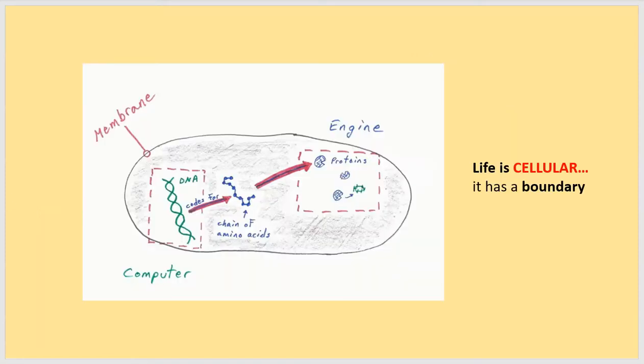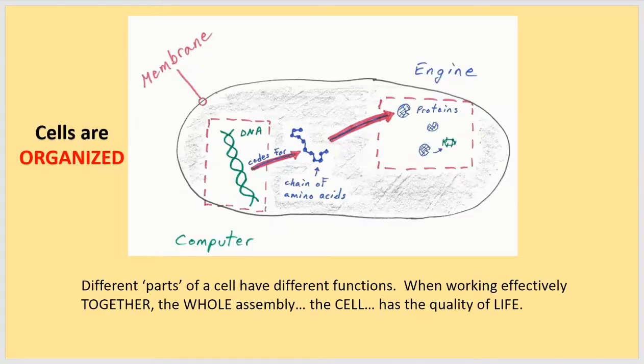So let's hit some of the key features of life on Earth. Life is cellular, as we've seen. Cells are organized. Living things show organization. So it's not just a random mess inside of a cell. There are molecules that have certain functions, and they can be localized in certain places. So there is an organizational structure to a cell. When all of those molecules and proteins are working effectively, the whole assembly of those molecules has the quality that we call life.